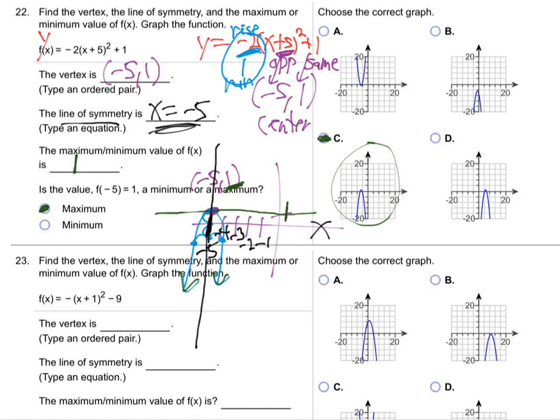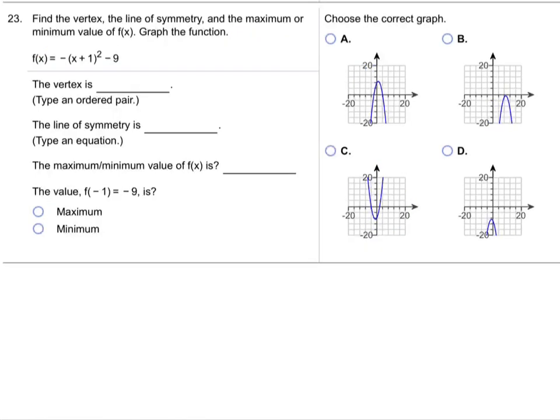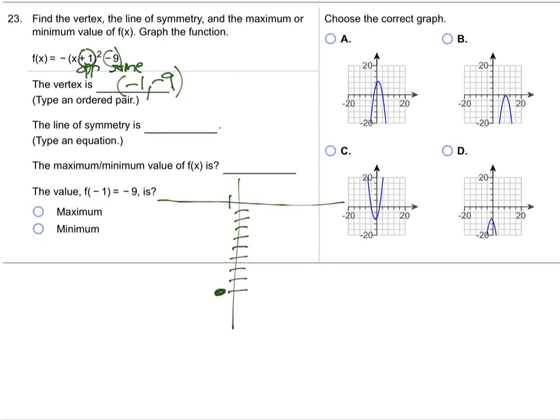Just like that. Okay, so this one's going to be pretty much the same. Whenever they have the parentheses squared, you can just go opposite, same. So the opposite of +1 is -1, and the same of -9 is -9. That's the center of the graph. So let's do that graph. Back 1, down 9. 3, 4, 5, 6, 7, 8, 9. Boom, right there.